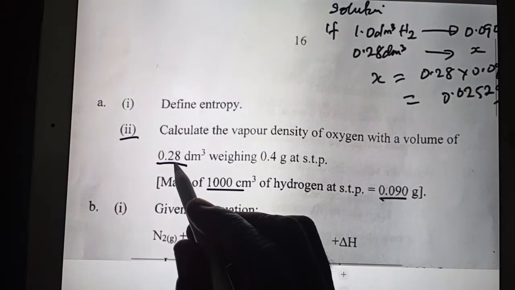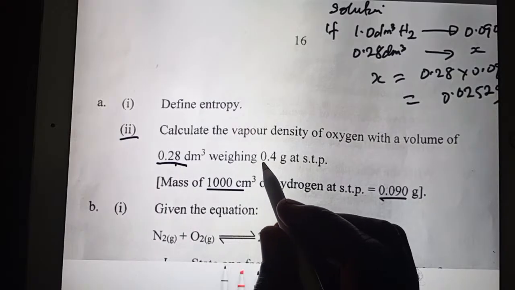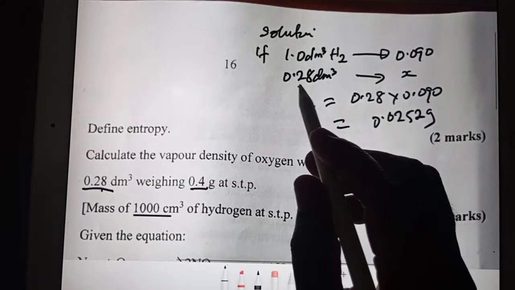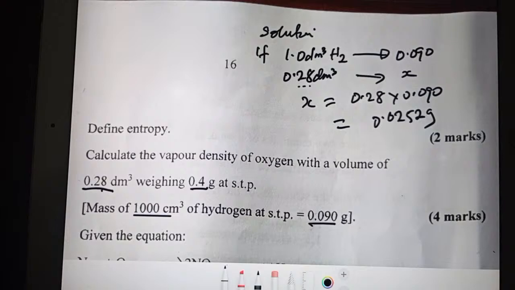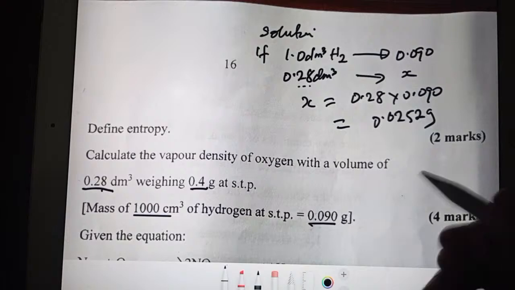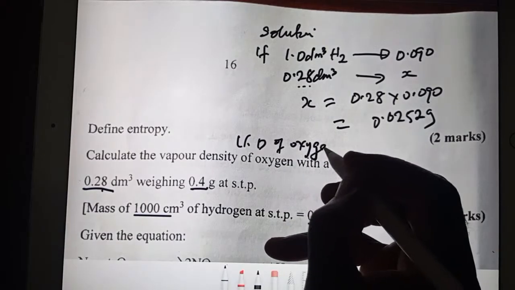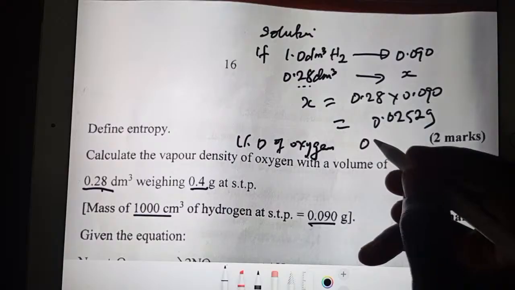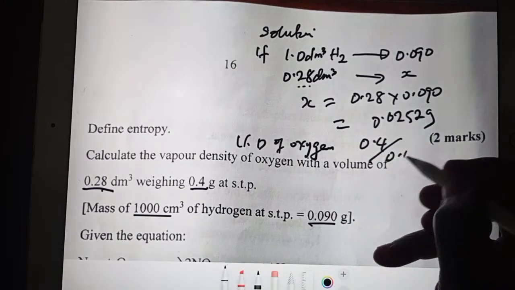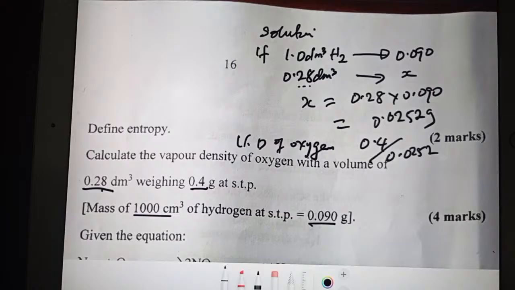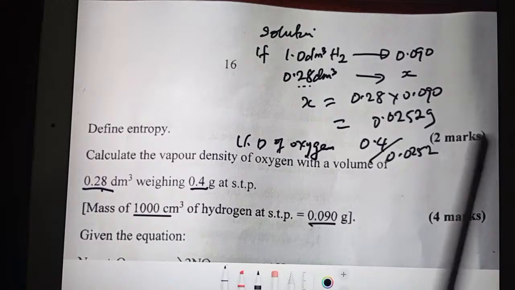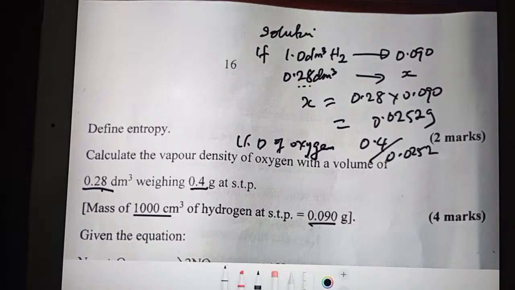The question already told us that 0.28 dm cube of oxygen is 0.4. We have now seen that the same volume, 0.28 dm cube of hydrogen, is 0.0252. Now, for us to find the vapor density of that gas, vapor density of what? Oxygen, will now be the mass, which is 0.4 all over 0.0252. Because it says the number of times a given volume of a gas is as heavy as the same volume of hydrogen at the same temperature and pressure.